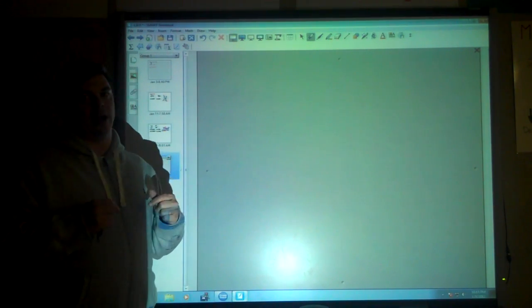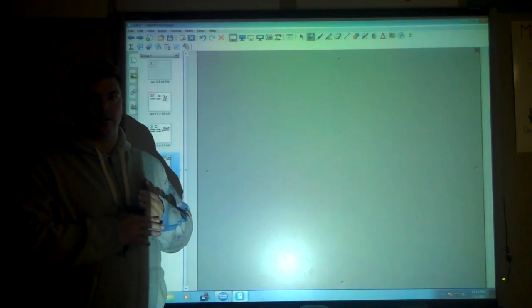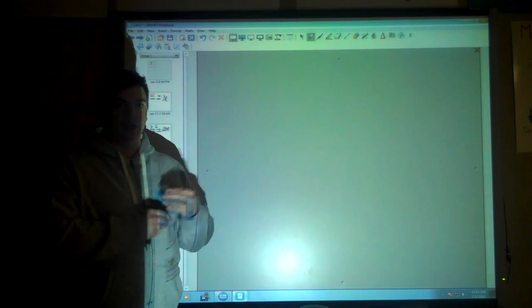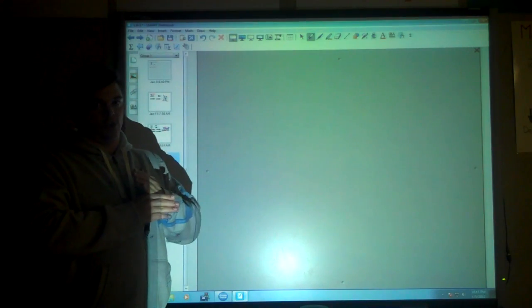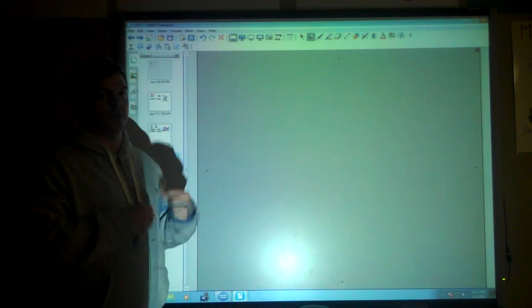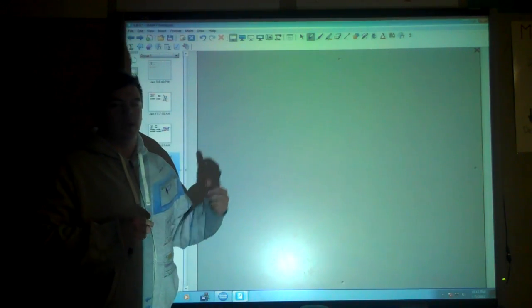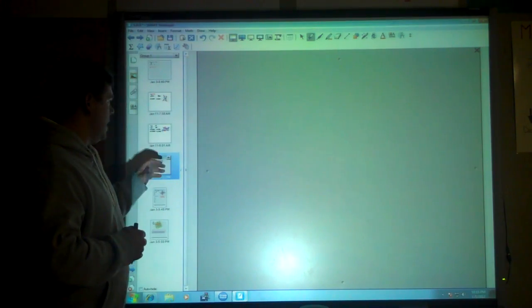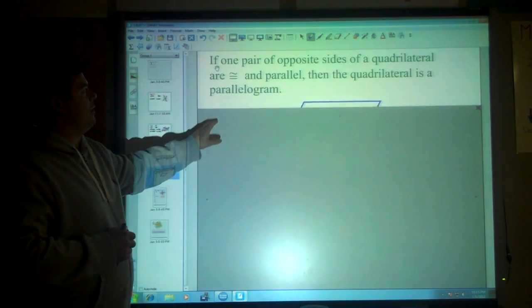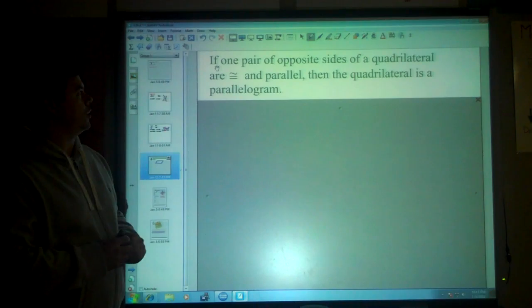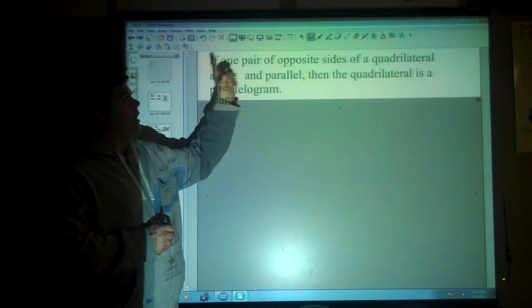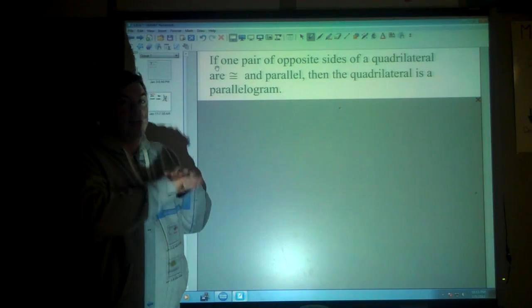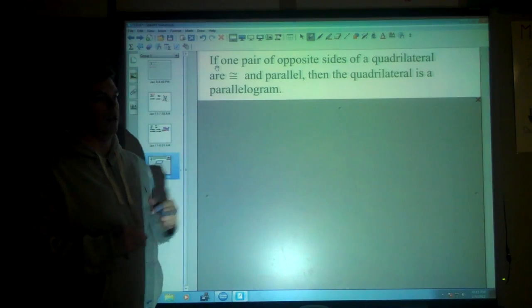We also talked about the fact that diagonals will be bisected. So whatever diagonals are inside your parallelogram, each diagonal will bisect the other. All right? And we also learned that there are some supplementary characteristics between consecutive angles. Now we want to look at this concept: if you have one pair of opposite sides of a quadrilateral that are congruent and also parallel, then that has to make it a parallelogram.